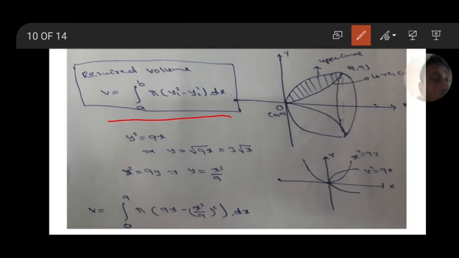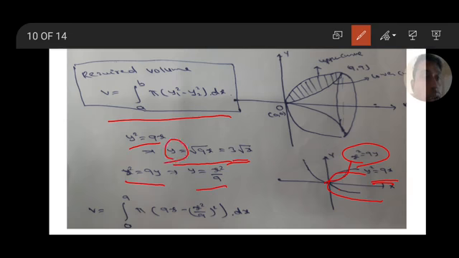Upper curve means what here? This is the upper curve. Means y square equal to 9x, that is we have to take as y1. So y square equal to 9x, so y equal to square root of 9x, that is 3 into root x. Root 9 means 3. Next, the second curve is the lower curve, x square equal to 9y, so y equal to x square by 9. So we take this curve as y2.